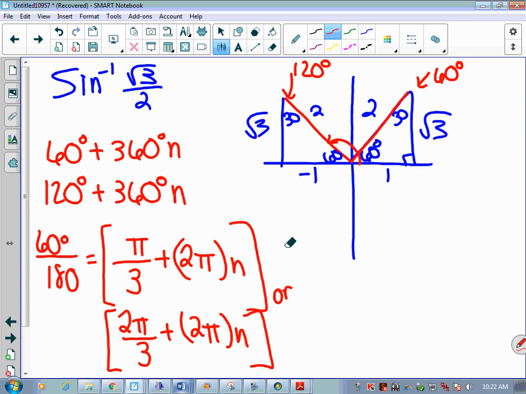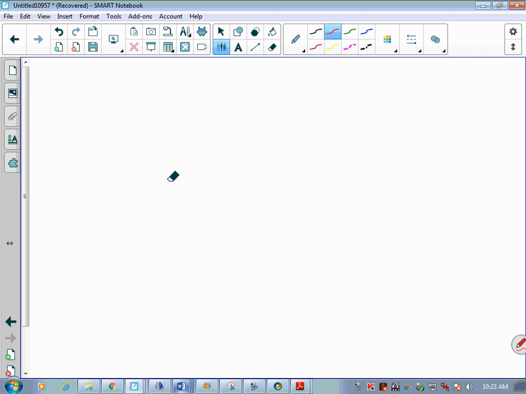Okay. All right, so I'm going to come back over to this other question, and it was inverse sine of negative 1. Okay? All right.